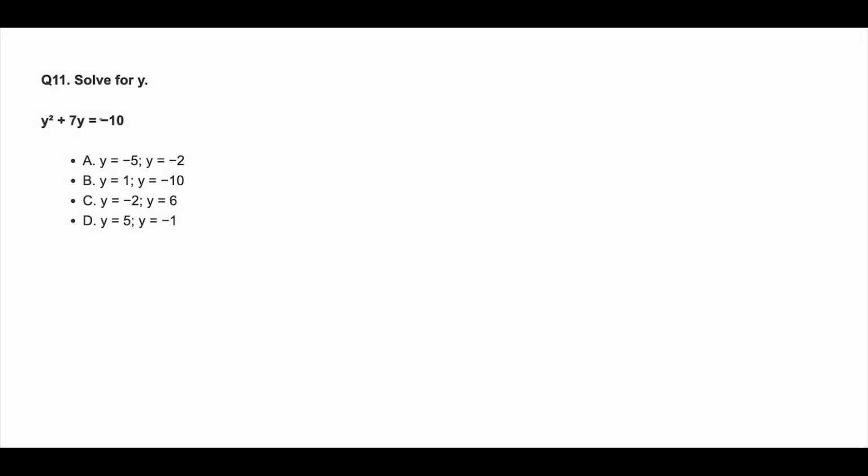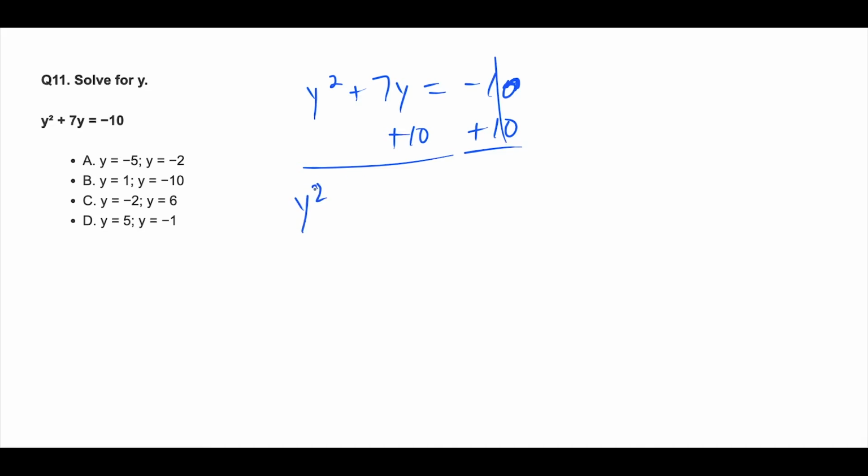So we want to solve this equation for y. So this is like the factoring quadratic question we had before, except now we have to go the extra step and actually solve out. So the first thing you want to do with a question like this is you want to make one side equal 0. So I'm going to make the right side equal 0 by adding 10 to both sides. So now we get to this step. We have y squared plus 7y plus 10 is equal to 0.